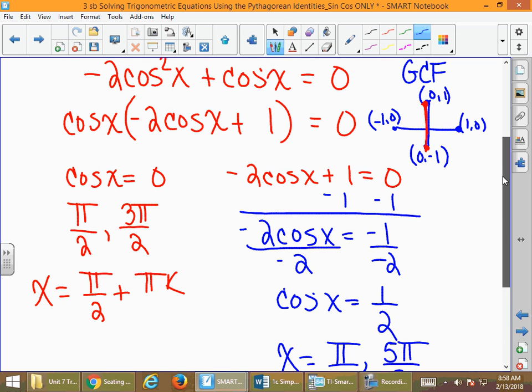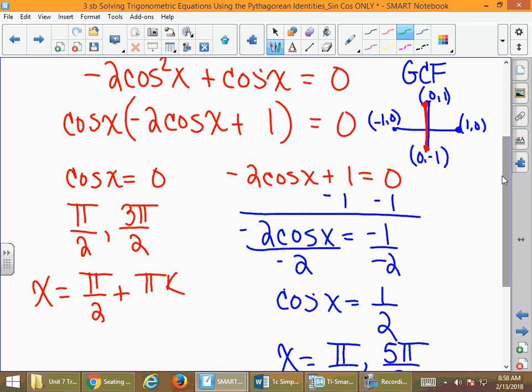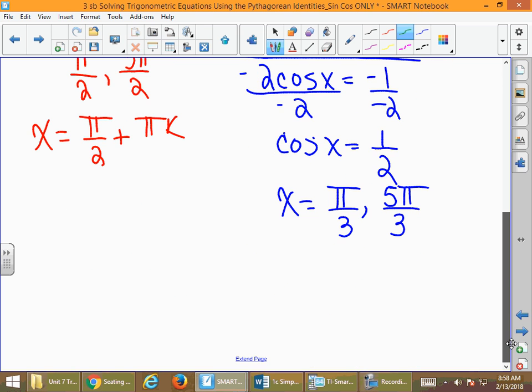And what's the pi over 3 angle in the 4th quadrant? And if we think about that here in terms of our picture, I'll draw it in green. Pi over 3. 5 pi over 3. Can we connect with a straight line? No. And because we can't connect with a straight line, we're going to get pi over 3 plus 2 pi k. And 5 pi over 3 plus 2 pi k.